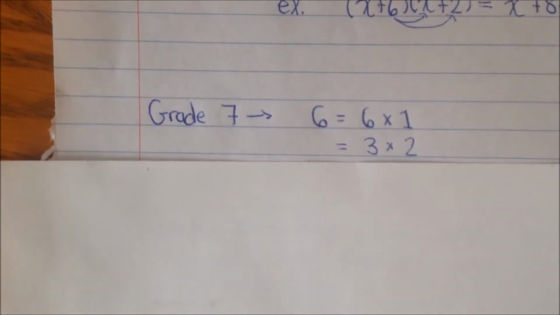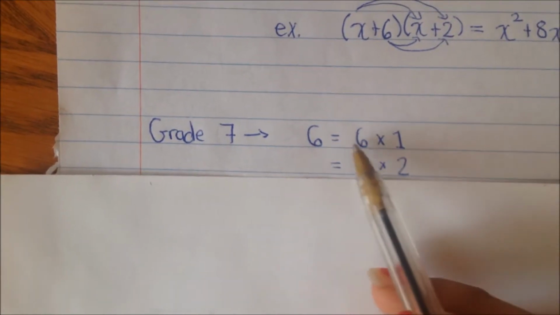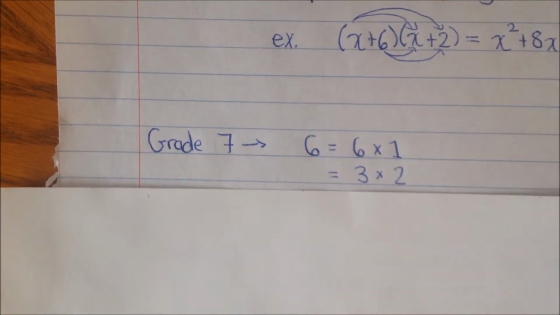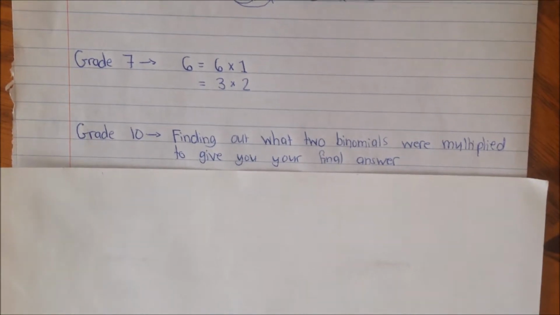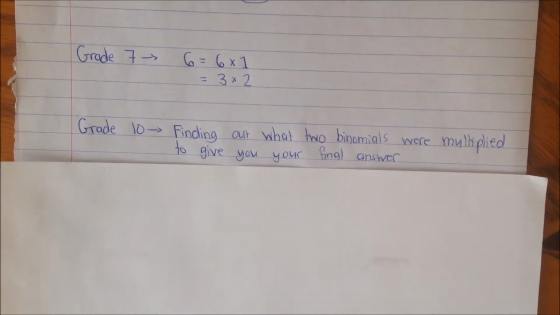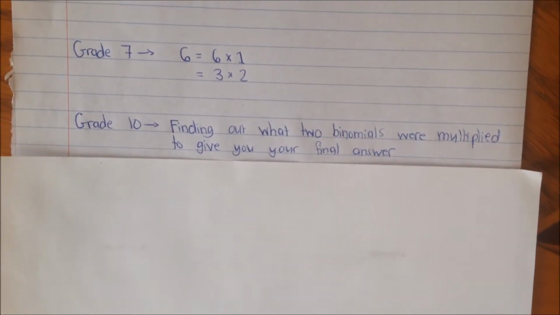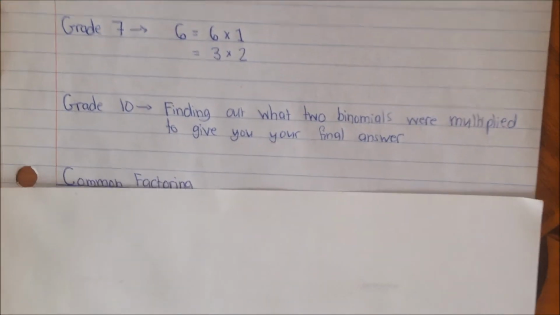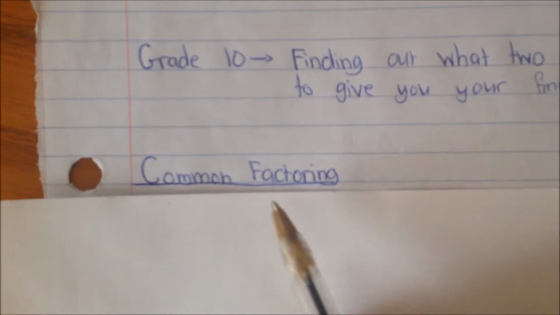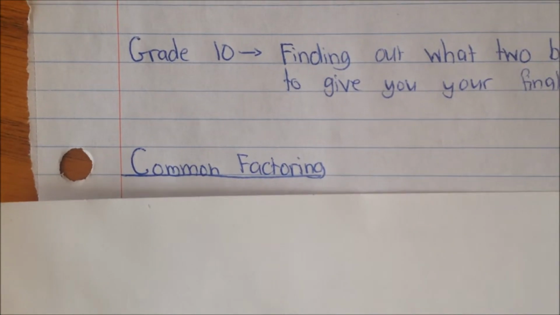In grade 7, you learned how to factor simple numbers. For example, the factors of 6 are 6 and 1, and 3 and 2. In grade 10, you're going to learn how to work backwards and find out what two binomials are multiplied to give you your final product. Let's try an example. One way to factor is by common factoring.